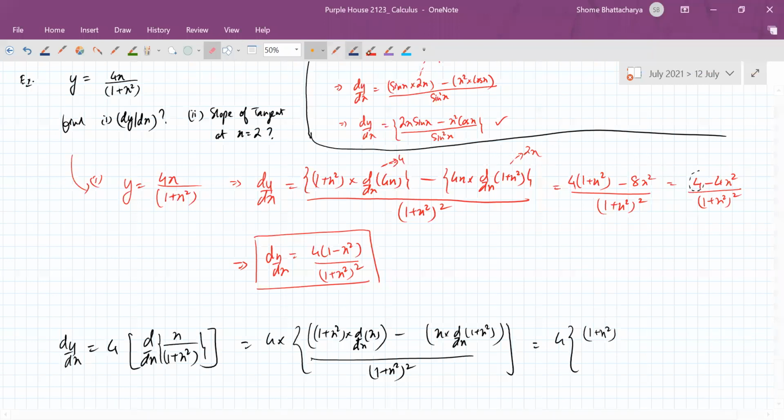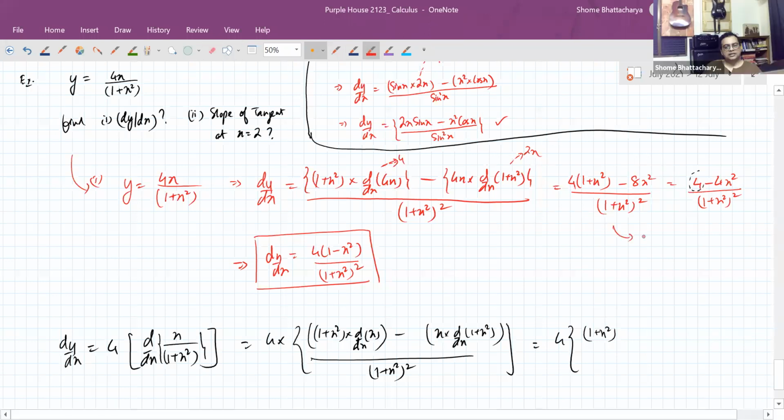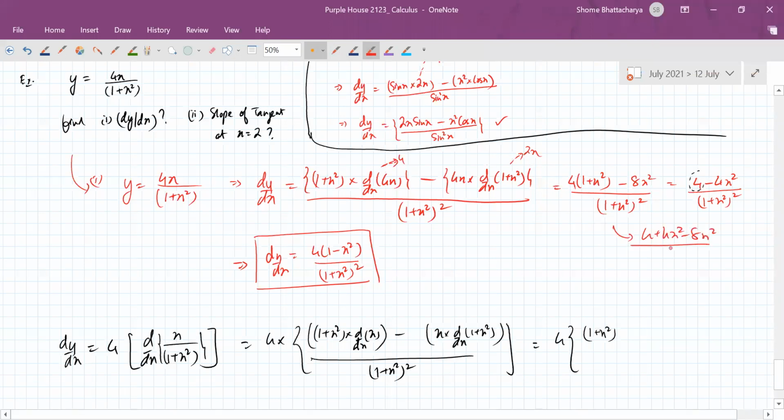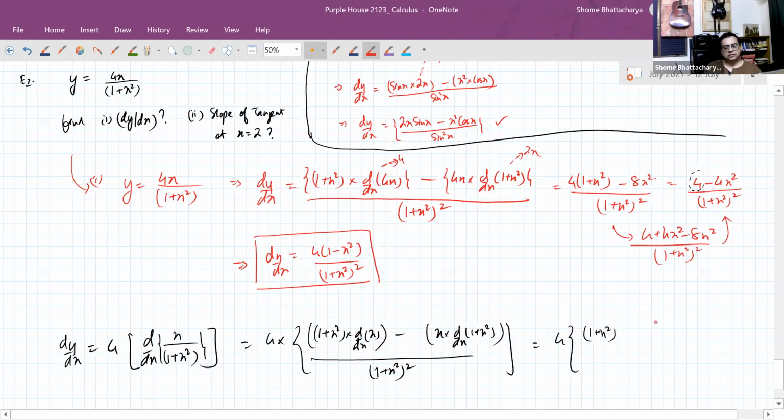You didn't understand the step. That means, okay, you open this bracket, it's 4 plus 4x square minus 8x square. So no, not that one. So then, sir, what here? The step before that, what?